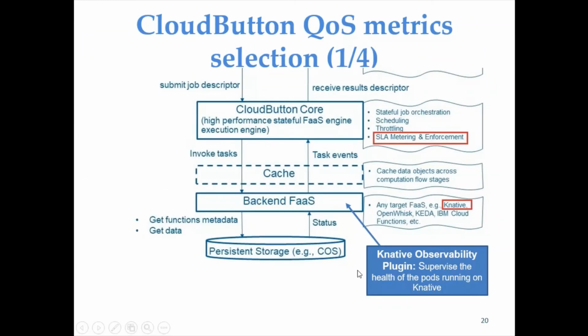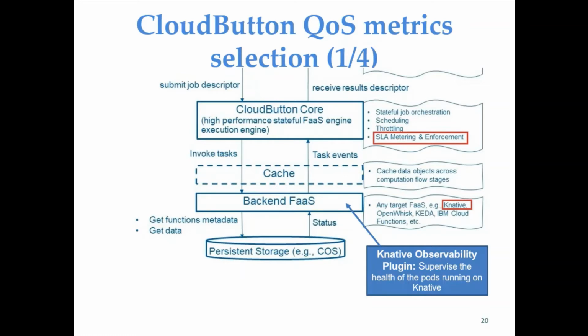This is part of the high-level infrastructure of CloudButton. The CloudButton SLA is part of the CloudButton core. The CloudButton core is linked with the backend part where Knative is running. We will install the Knative observability plugin.